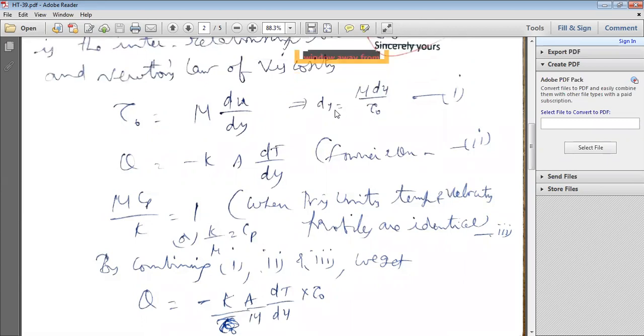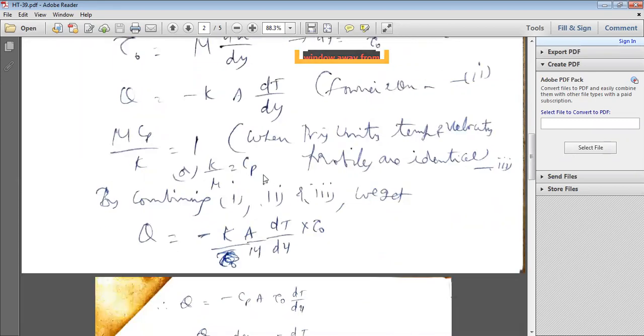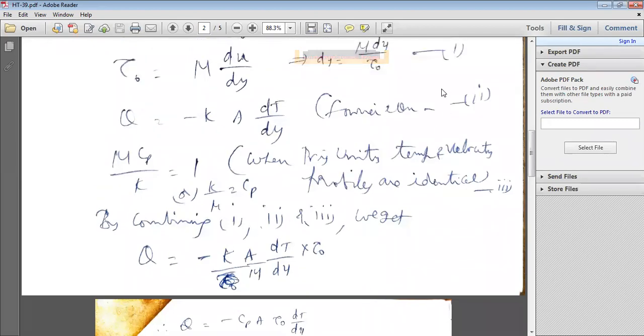So equation number 1: dy is equal to mu into du by tau naught. Equation number 2: Q is equal to minus K A dT by dy. And equation number 3: K by mu is equal to Cp. By combining equations 1, 2 and 3, for example, take equation 2. What is equation 2? Q is equal to minus K A dT by dy.